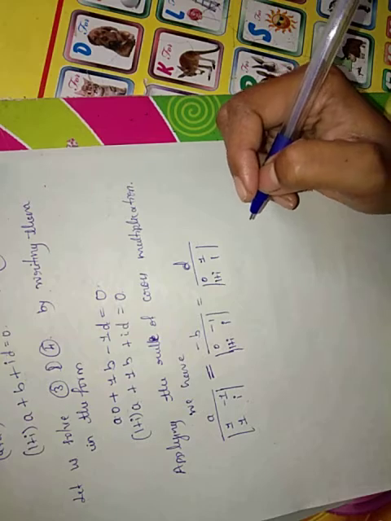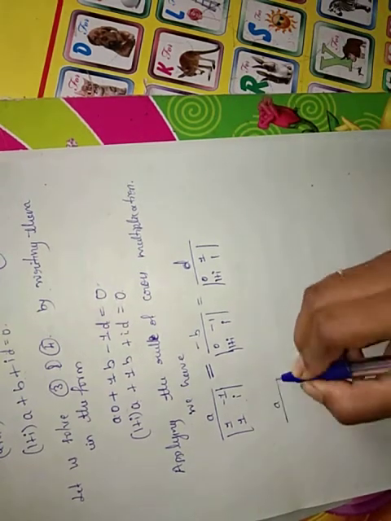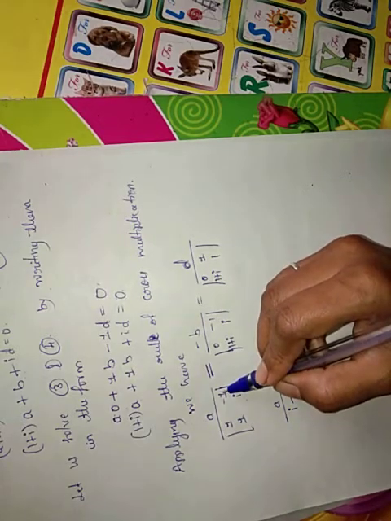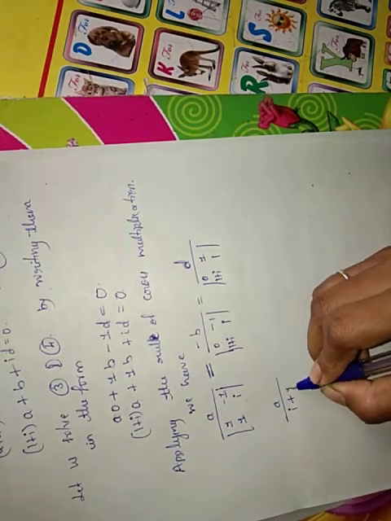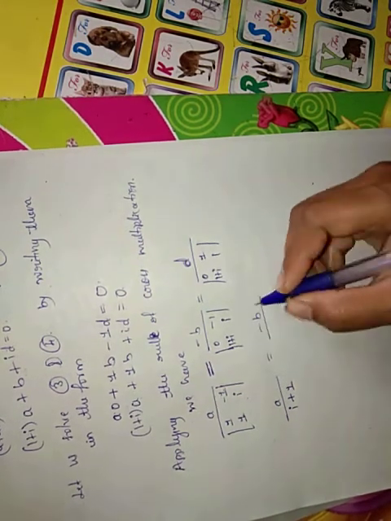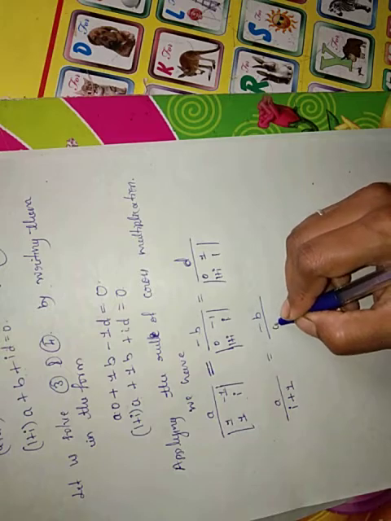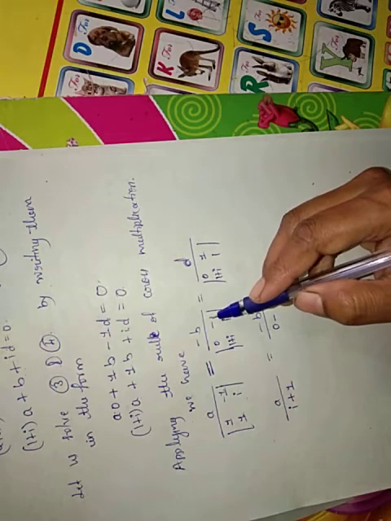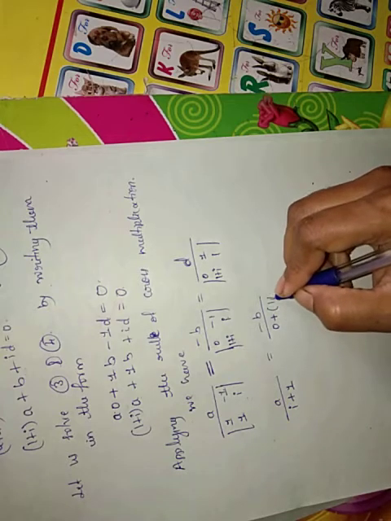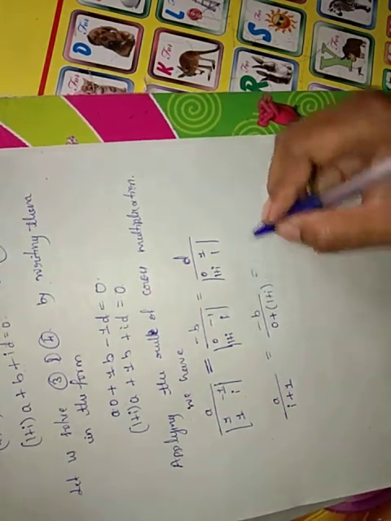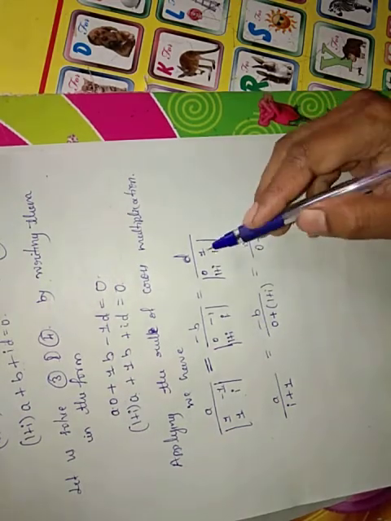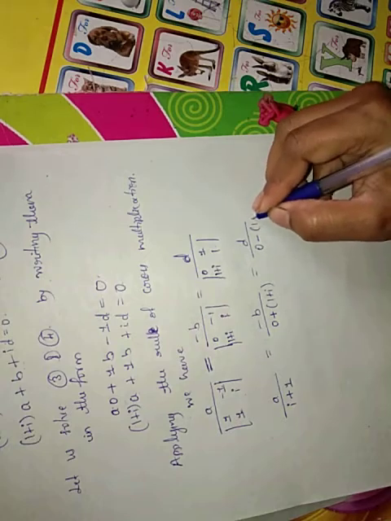Now open the determinants. 1 into i minus 1 into minus 1 is i plus 1, equals minus B divided by 0 into i is 0, minus 1 into 1 plus i, minus of minus is plus, 1 plus i, equals D divided by 0 into 1, 0, minus 1 into 1 plus i.